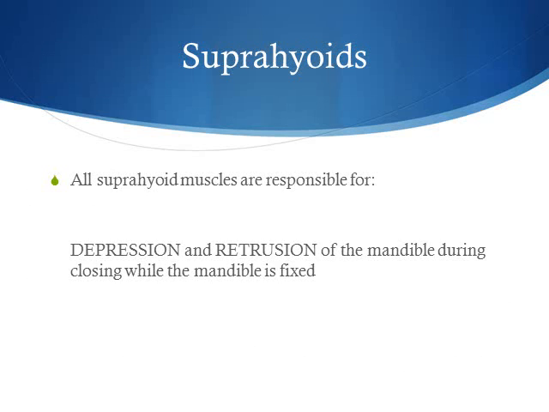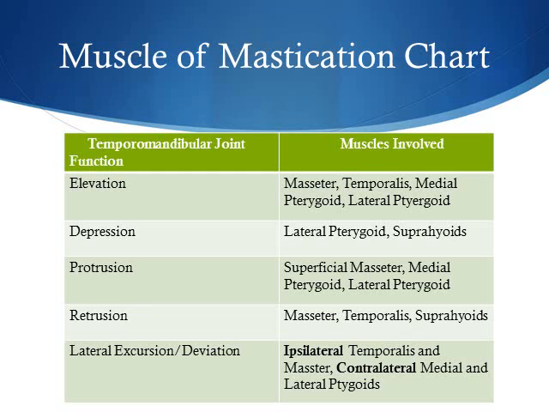The suprahyoid muscles are used while the mandible is fixed. They will cause depression and retrusion of the mandible during this position. Here is a chart of all the muscles of mastication. Looking at the function of the TMJ, whether that be elevation, depression, protrusion, retrusion, or lateral excursion deviation, listed next to it are all the muscles involved with those movements. As you can see, the masseter, as the main muscle of mastication, is used during numerous movements of the TMJ.